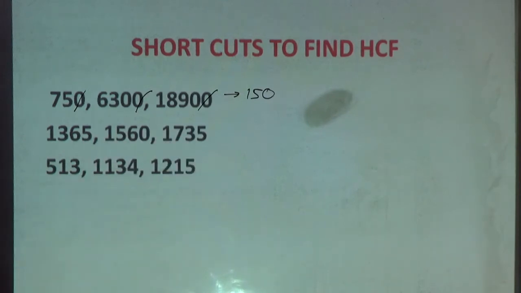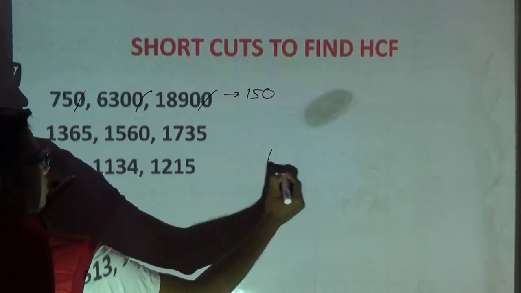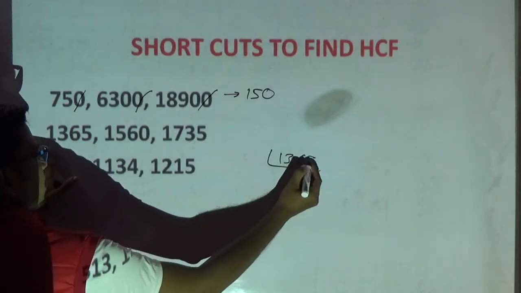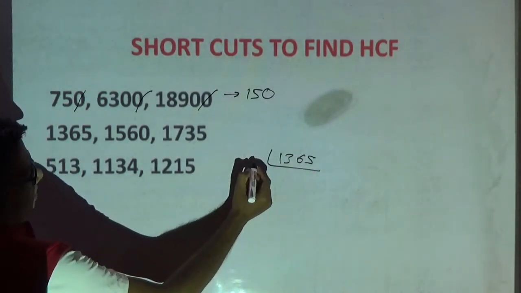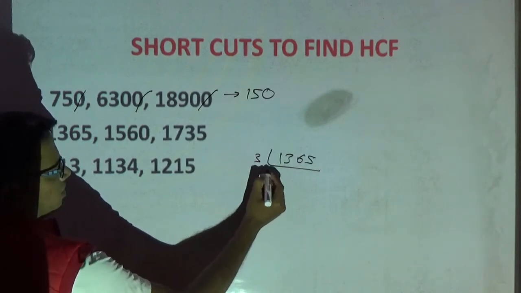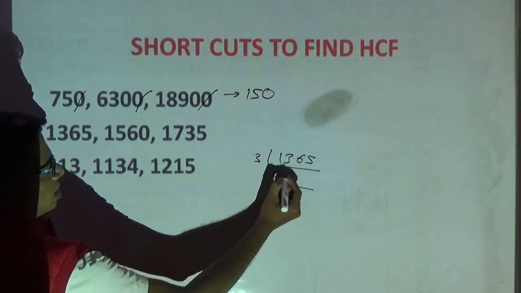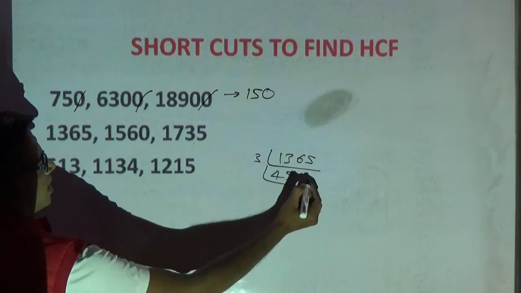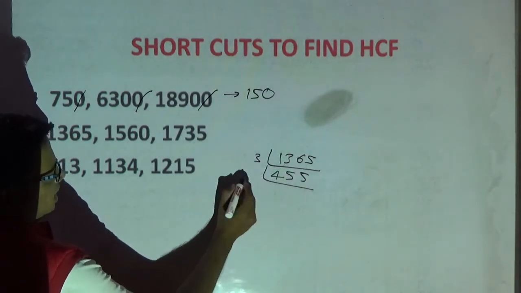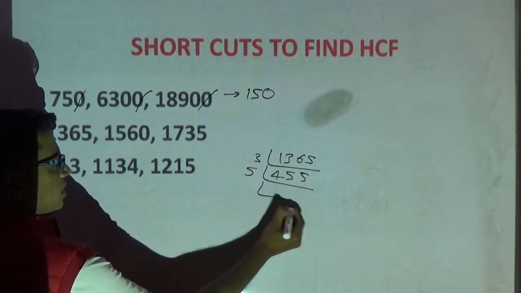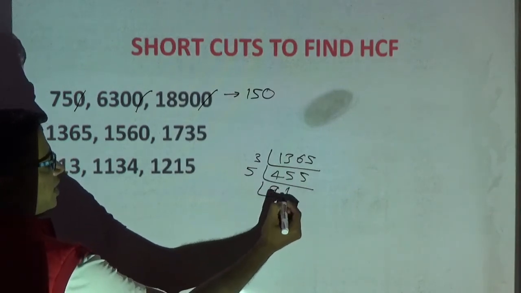Which is the smallest number here? 1365, right? 1365. Now, find the factors. So by which number can I divide? From 3, let me check. Yes, I can divide. 3 fours are 12, 1 left. 3 fives are 15, 1 left. 3 five times is 15. Again, from 3 I cannot divide, so I will go for 5. 5 nines are 45, 5 one time.